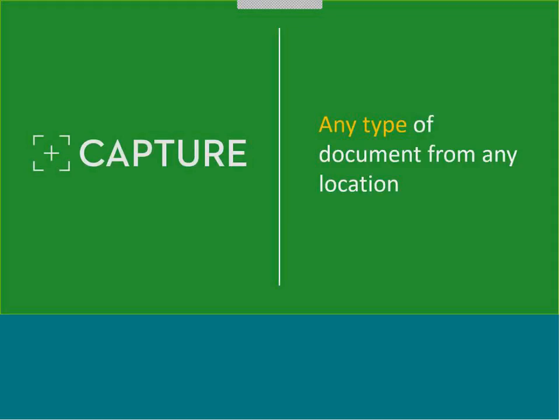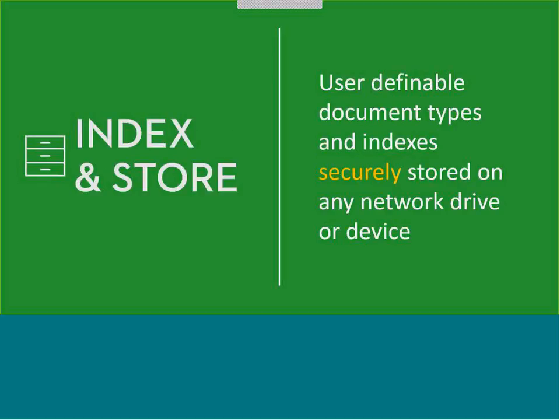So first of all, what can this system do? Capturing documents. Any type of document from any location can be captured and put into the system. We've got multiple ways from scanning to drag and drop to automatic file imports, folder watches, different ways to actually capture your documents throughout your company. Once you capture them, you actually index and store them in the system. We have many predefined document types, but you can also have your own user-definable document types and indexes, and they're all securely stored on any network drive on your system or other network device.